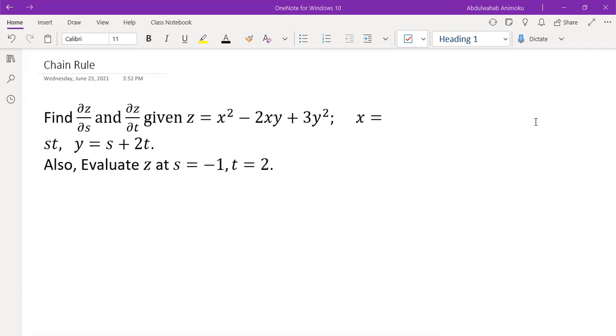In today's video, we're going to look at how to apply the chain rule again to a different problem, similar to another problem that we have on this channel on chain rule. Okay, so let's get started on this.